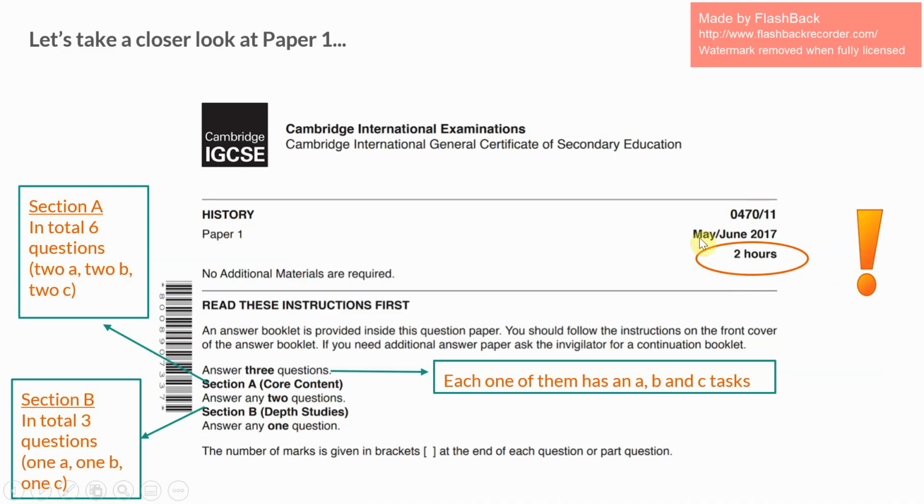For this paper, we have only 2 hours and we have two sections, section A and B. In section A, you have to answer two questions based on the core content, and both questions have an ABC task. In section B, you choose the depth study you want to answer about, and you have to answer only one question. Of course, for each one you're given more options, but you have to answer one question with an ABC task.